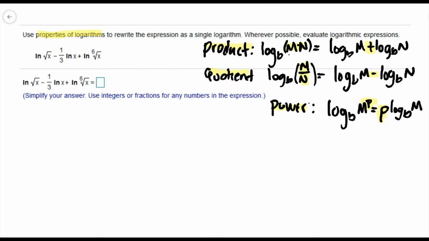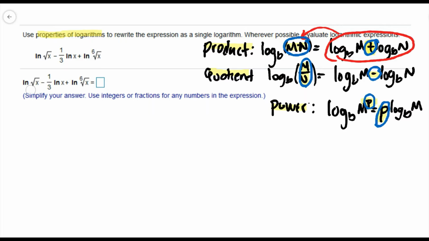Now this question is kind of going in reverse of those, starting out with an expanded log and making it condense to a single log. So if we have a sum of two individual logs, that's going to become a product inside the log. If we have a difference of logs, that's going to become a quotient. And if we have a number out front, that number out front can be moved to become the power inside the log. So let's take a look at the question that we have.